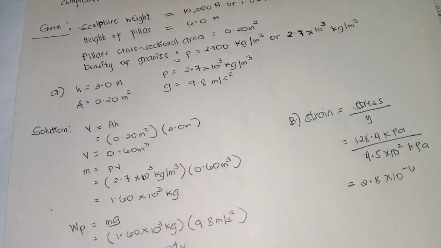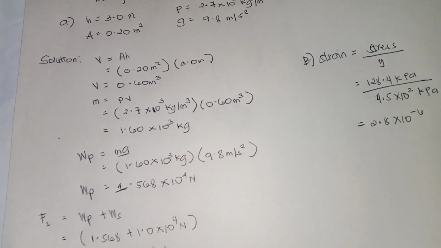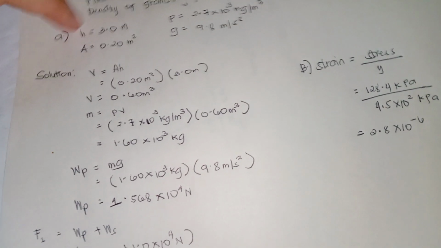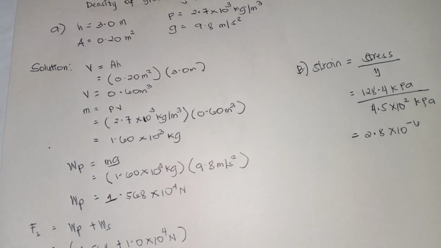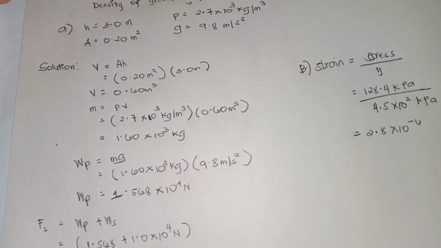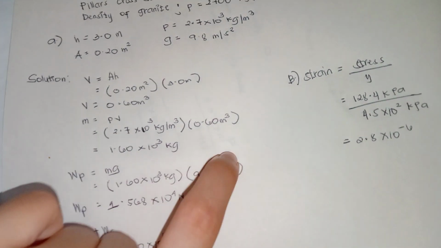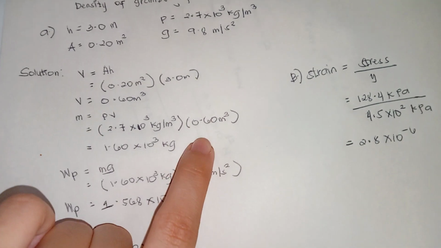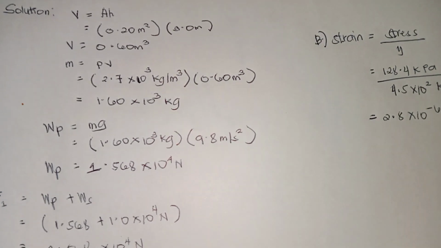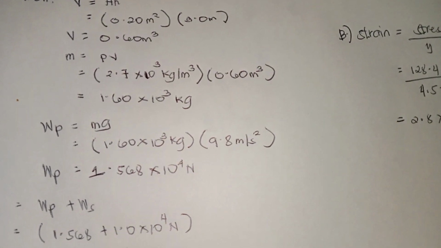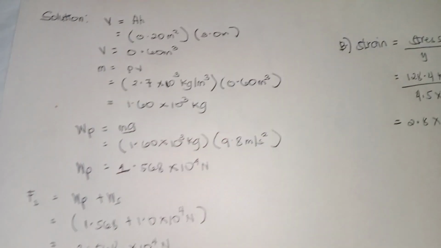So we can derive the answer, 0.60 meters cubed. And for the mass of the pillar, m equals rho V, which is the density of granite times the volume. So rho is 2.7 times 10 cubed kilograms per meter cubed, times 0.60 meters cubed. So that is our volume. We multiply this equation so that we get the final answer, which is 1.60 times 10 cubed kilograms.